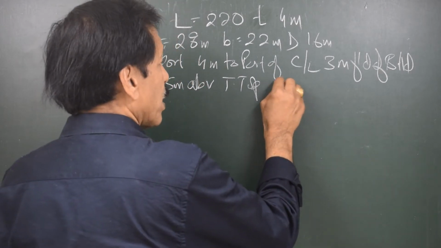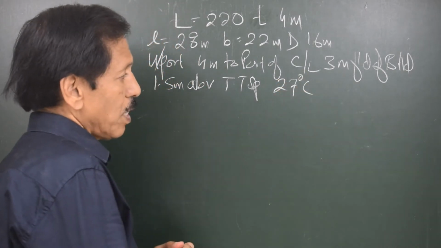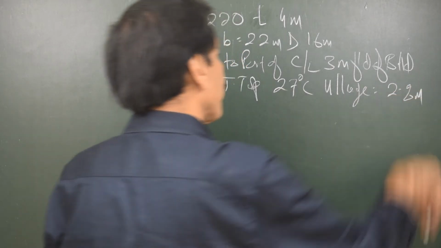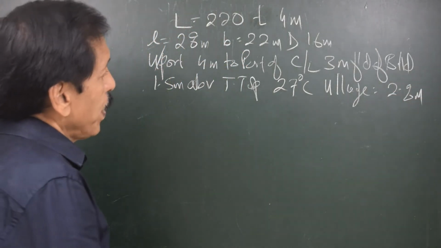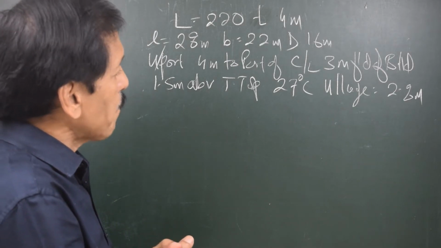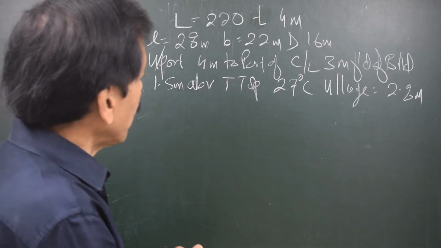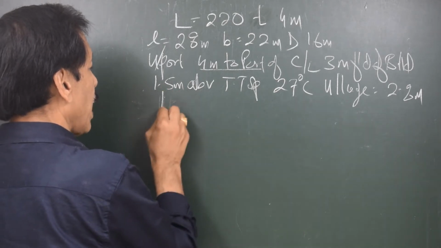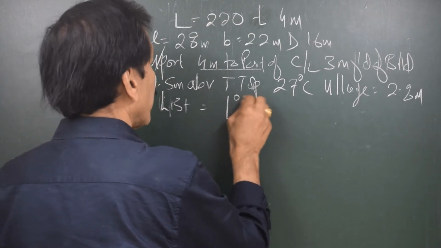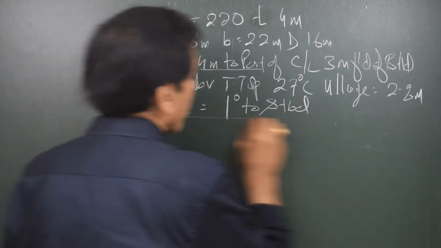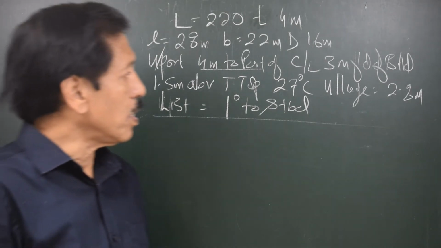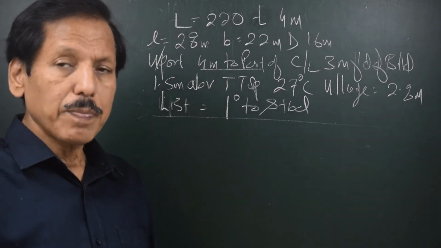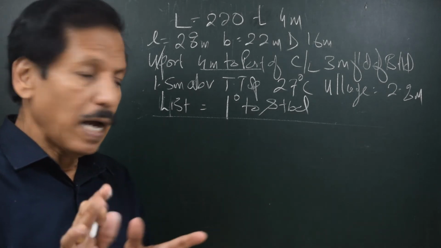Let us say the measurement temperature is 27 degrees centigrade, and the ullage that is obtained is 2.8 meters. Now that is the description of the ullage port and the tank, right? And let us see if we need any other information. Okay, now let us say that the list is 1 degree to starboard. This is the question, and we are going to do this question in a way that we don't have to remember any formula. That means what we draw, we derive from there and write down the equations.